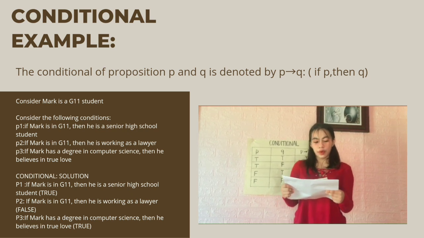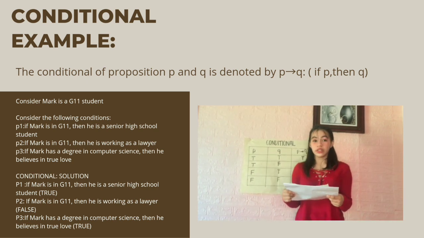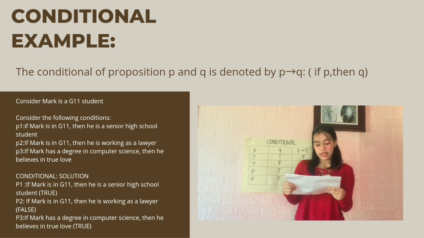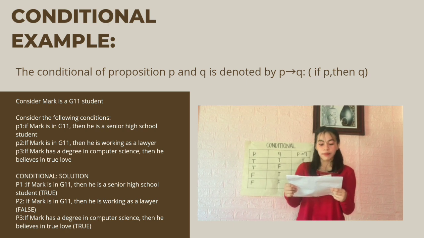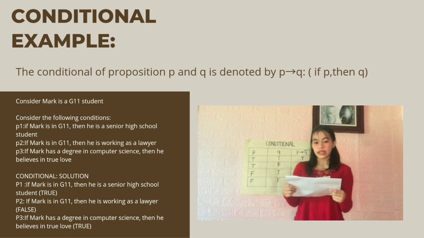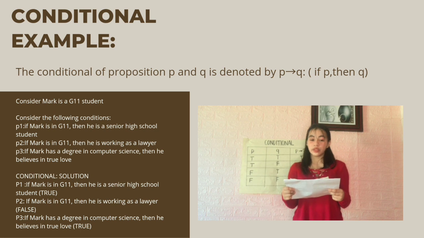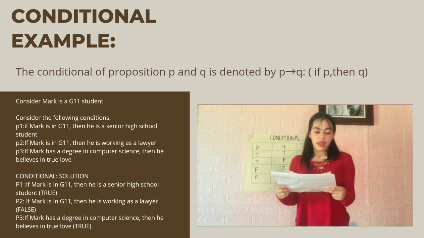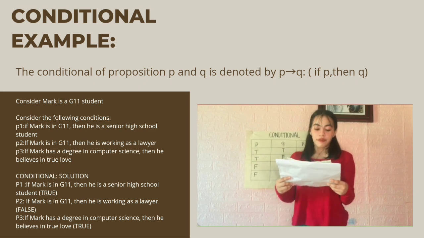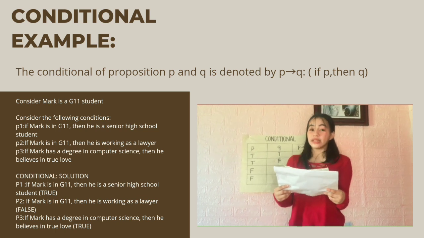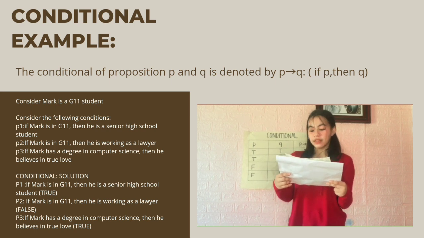If P then Q. Example, consider Mark is a G11 student. Consider the following conditions. P1, if Mark is in G11, then he is a senior high school student. P2, if Mark is in G11, then he is working as a lawyer. P3, if Mark has a degree in computer science, then he believes in true love. Conditional solution. If Mark is in G11, then he is a senior high school student. Therefore, it's true. If Mark is in G11, then he is working as a lawyer. Therefore, it's false. If Mark has a degree in computer science, then he believes in true love. Therefore, it's true.